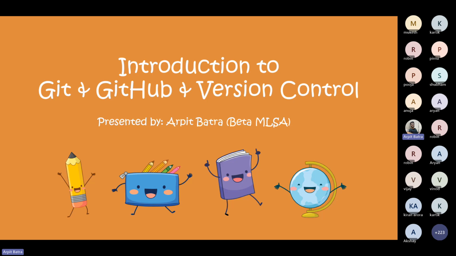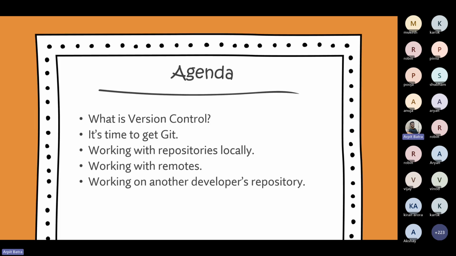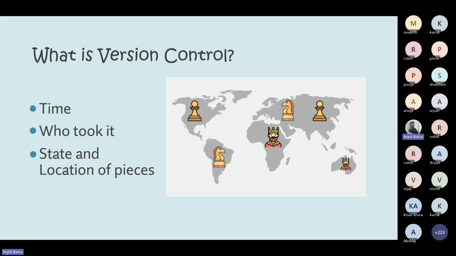So now our next topic is introduction to Git and GitHub and version control. Our agenda includes approximately five options. The first one is what is version control. The next is it's time to get Git. The third one is working with repository locally. The fourth one is working with remotes. And the last is working on another developer's repository. So I think we need to start accordingly. So what is version control?